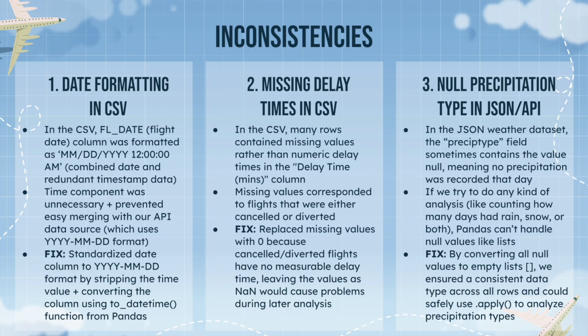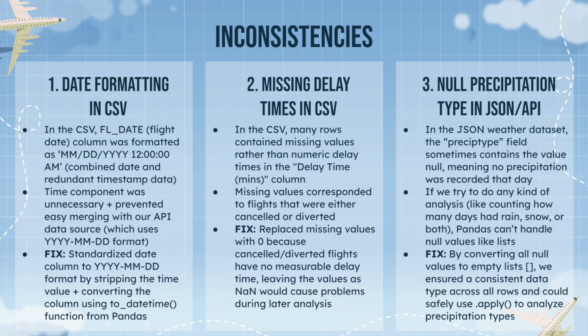When we combined multiple datasets, we found 3 main inconsistencies that we had to fix before running any analysis. The flight dataset stored dates in the format month, day, year with an unnecessary timestamp. This created a problem because our API weather data uses a cleaner year, month, day format, so the two couldn't merge properly. To fix this, we stripped the timestamp and standardized everything using pandas to_datetime function.